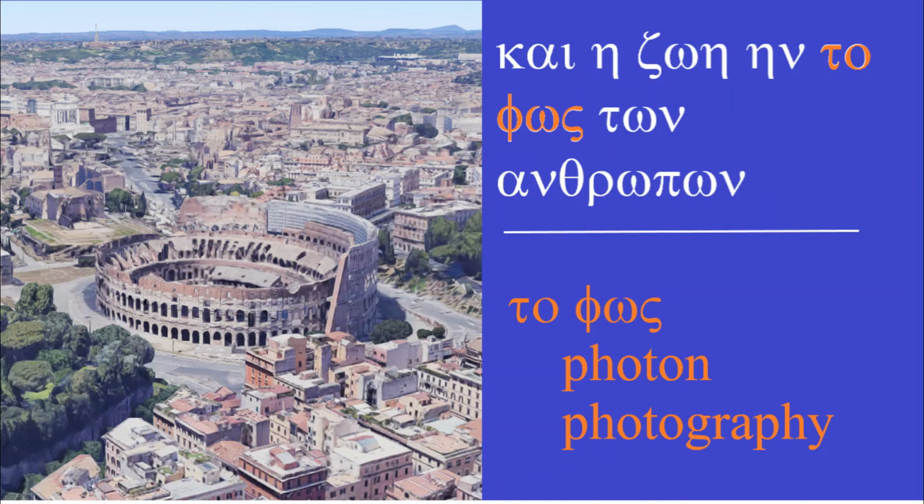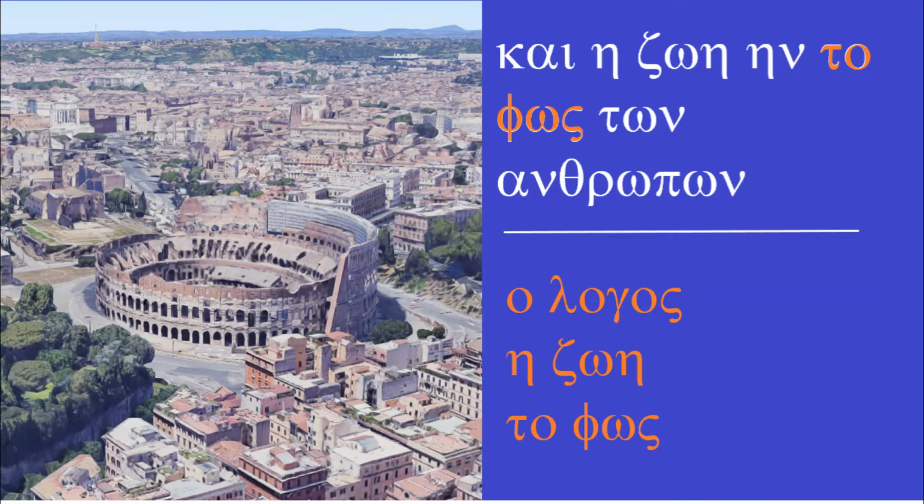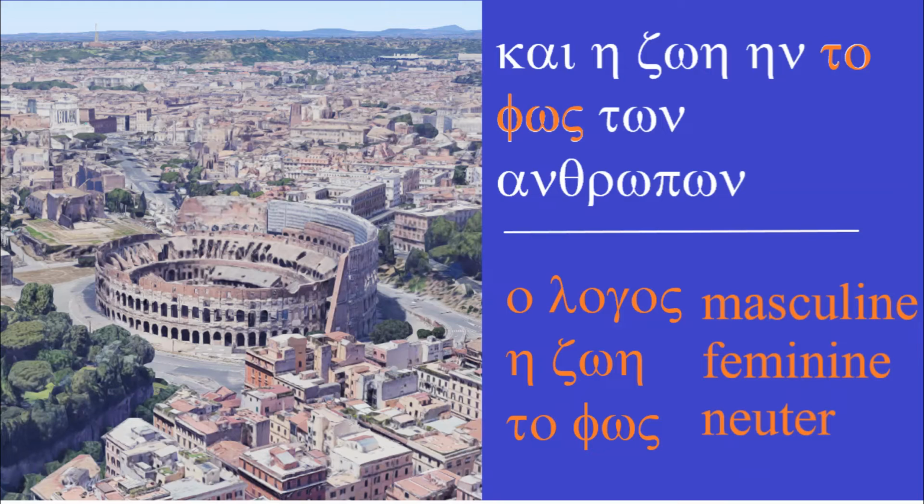Phōs is light. And just think of photon or photography. So photography is two Greek words smashed together. It literally means light writing. So to phōs. Now we have ho logos as an example of a masculine article and a noun. We have hē zōē, which is a feminine article and noun together. And then we have a neuter noun with the adjoining article to, phōs. So we have all three genders now represented.